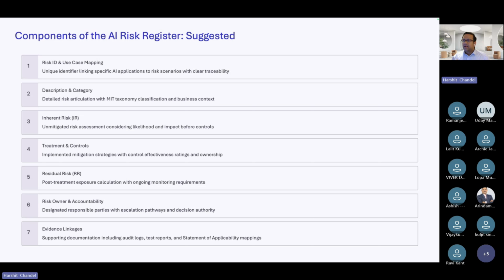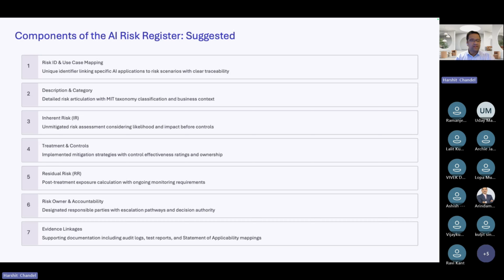Description category, detailed risk articulation, MIT taxonomy classification. I've given that example because it's very extensive and it's a very useful document. It can vary. You can use your own repository, some other source of information, but this is a good repository to refer to. Inherent risk assessment, unmitigated risk.